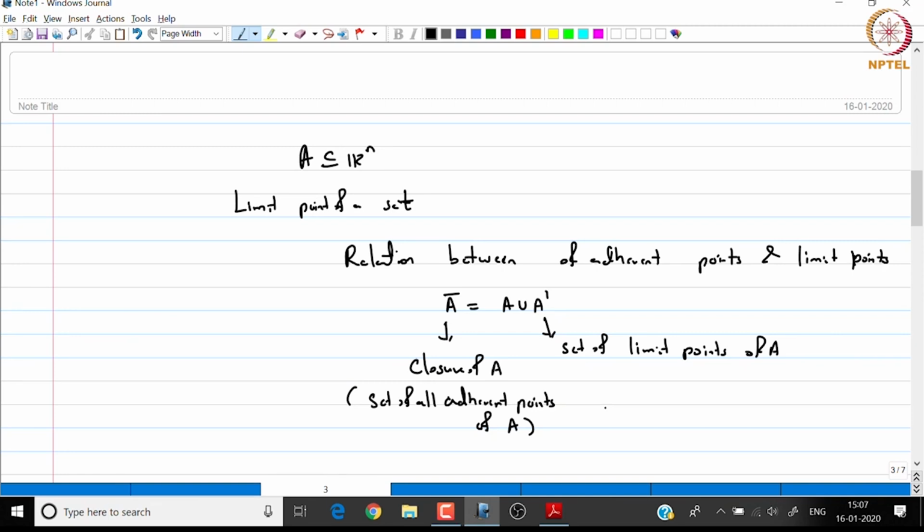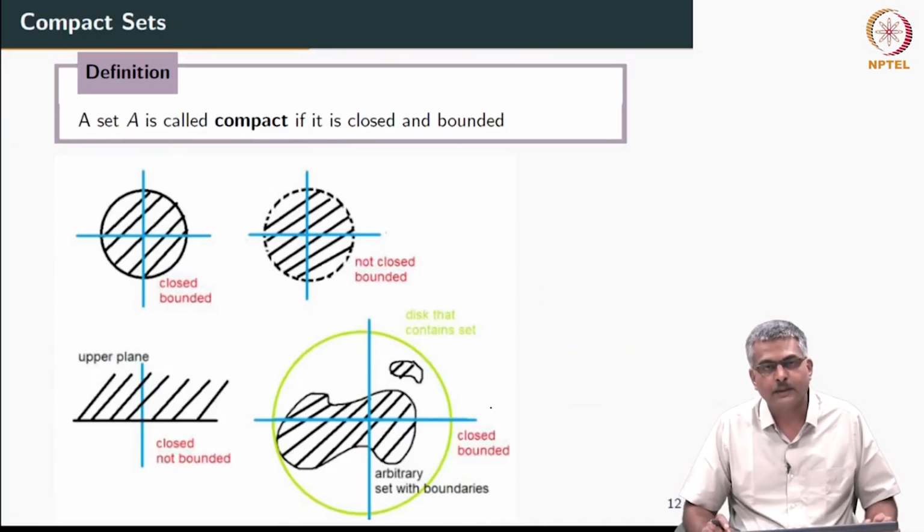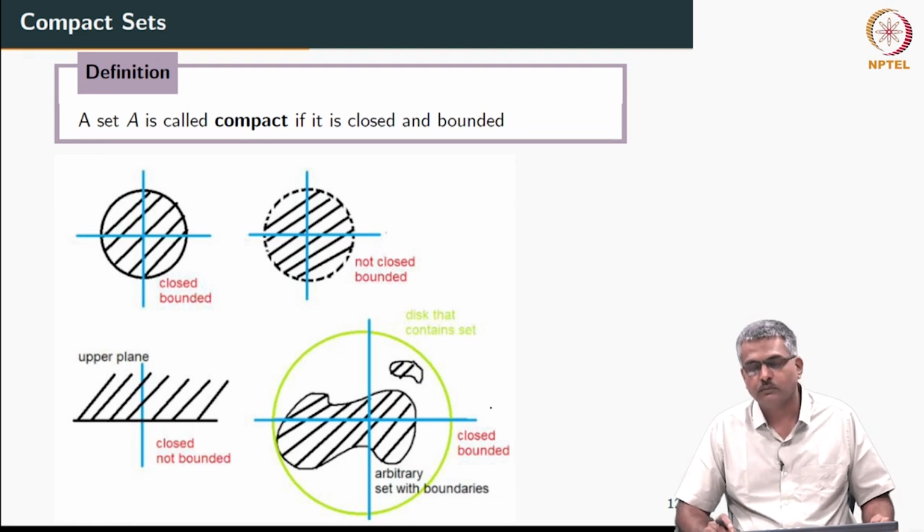So, we now have the notion of adherent points, limit points, interior points, and we have also seen the complement of a set. We will move further and define the notion of a compact set. A set A is said to be compact if it is closed and bounded.